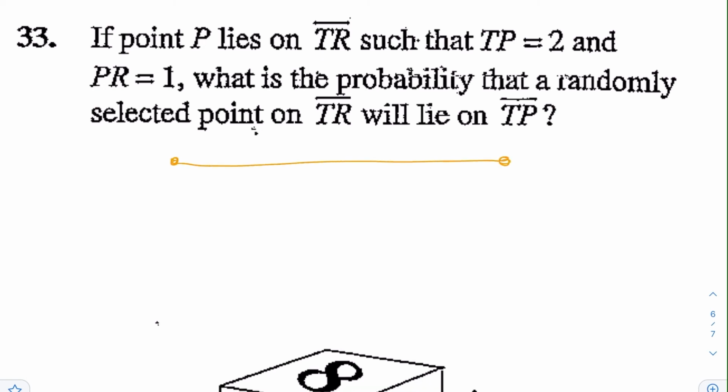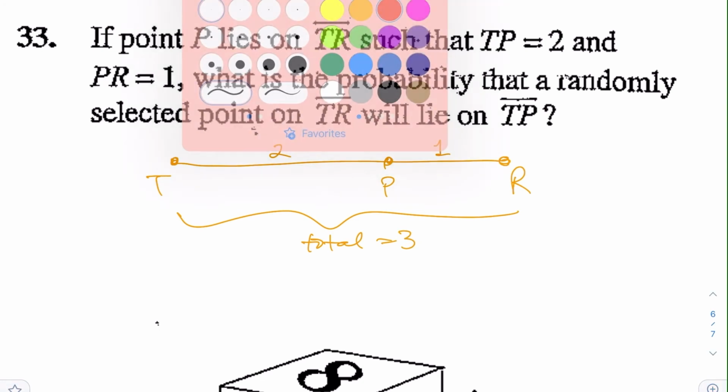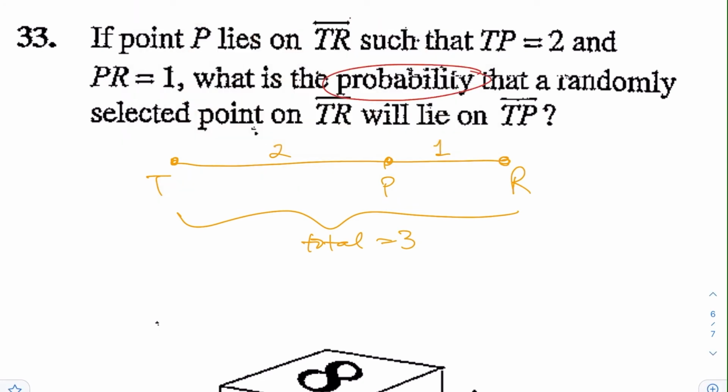So P lies on TR such that T to P is equal to 2, while P to R is just equal to 1. So the total is equal to 3. That's 3 parts for the total. And now you want a probability. If something's selected at random, probability just means fraction, so it's going to be part over whole.